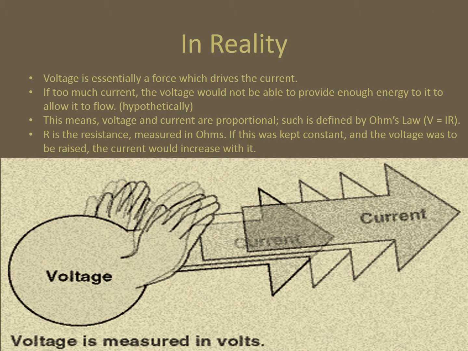In reality, however, the voltage is essentially a force which drives the current. Hypothetically speaking, if the current was too high for the voltage, it couldn't provide enough energy to allow the current to flow. This means that voltage and current are proportional, such as defined by Ohm's law, V equals IR, where V equals voltage measured in volts, I is the current measured in amperes, and R is the resistance measured in ohms.